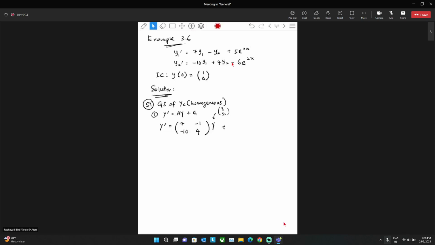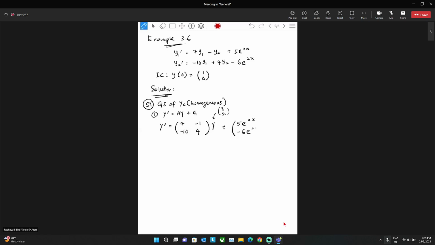So G is whatever you have without y1 and y2. So here 5 exponential 2x, -6 exponential 2x. Okay, solution very long. 1, 2, 3, 4, 6 to 7 pages. Right? So here is G.